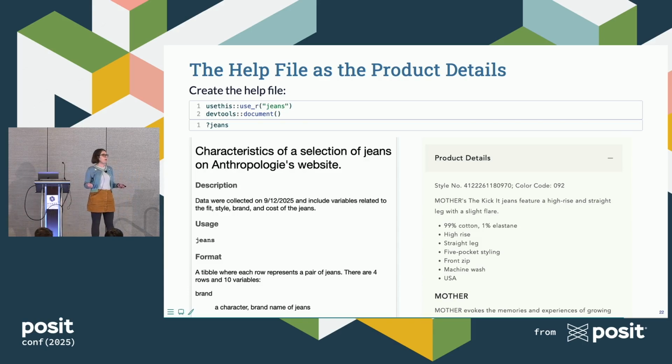so that when someone does ?genes, they'll see the help file for this data set. And the way I like to think about the help file is this is like when I now clicked on that gene's actual page, I get the product details, right? I get to learn about what it's made out of, was it made in the US, what's the style, and so on and so forth. That's the same idea as the help file, right?